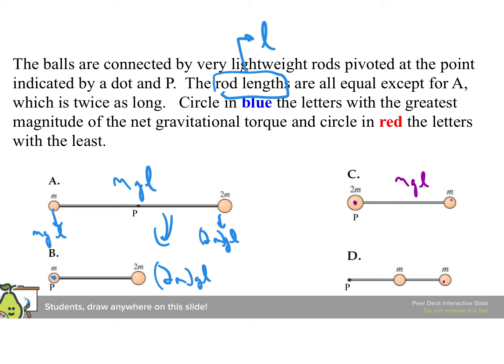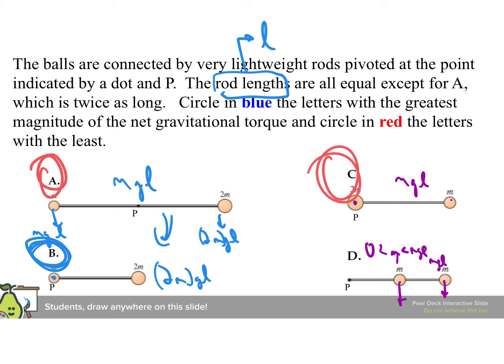And down here we get mgL from this plus something else. It looks like it's at the halfway point, but it doesn't really matter. It's just something more than 0, but less than mgL. So we can see that this is going to be the greatest because 2 is the biggest, obviously. And these are going to be the least because D is going to fall between them.